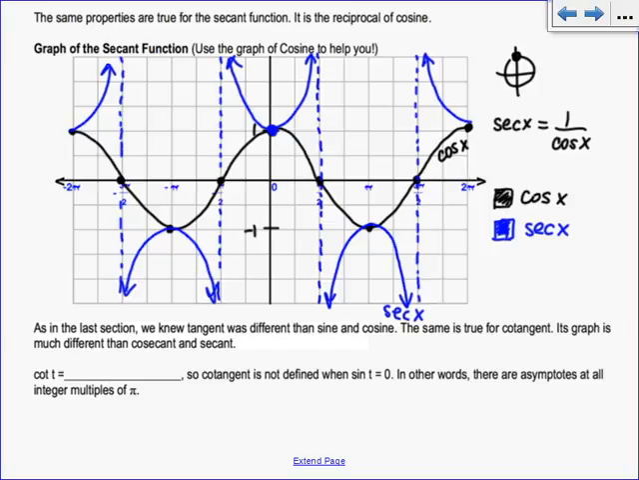So it says, as in the last section, we knew that tangent was different than sine and cosine. The same is true for cotangent. Its graph is much different than cosecant and secant. Cotangent's graph will actually be pretty similar to tangent, right? They're reciprocals of one another. Cotangent is cosine divided by sine, so it's not defined when sine is equal to 0. Sine is equal to 0 at 0, pi, 2 pi, 3 pi, and so on. Every integer multiple of pi.